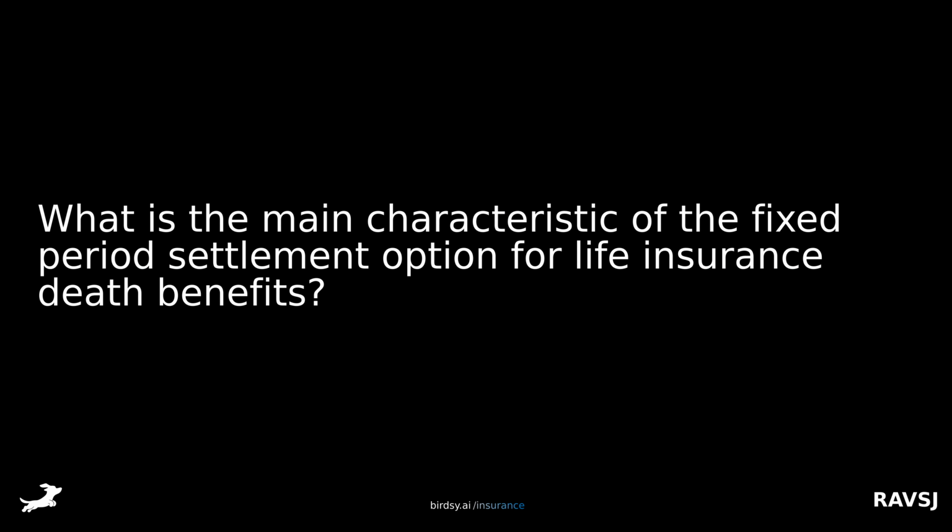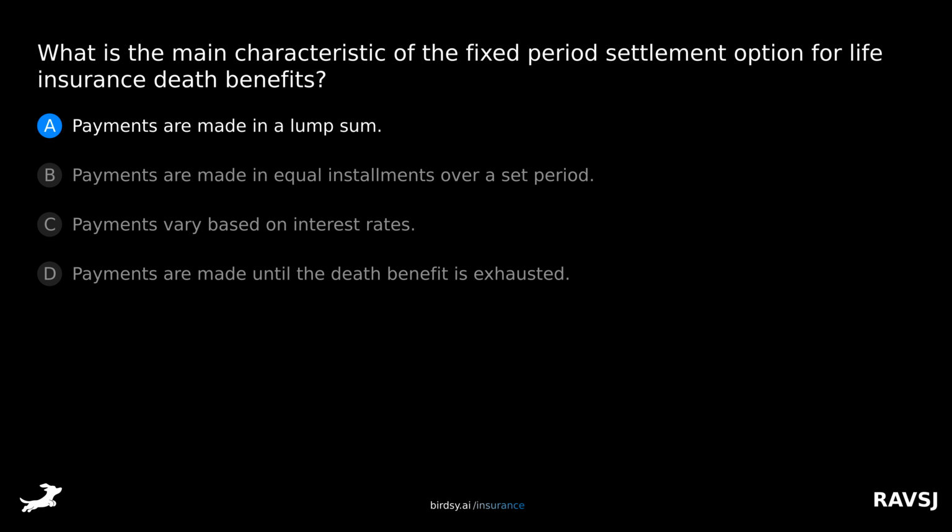What is the main characteristic of the fixed period settlement option for life insurance death benefits? Is it A, payments are made in a lump sum, B, payments are made in equal installments over a set period, C, payments vary based on interest rates, or D, payments are made until the death benefit is exhausted? The answer is B, payments are made in equal installments over a set period.